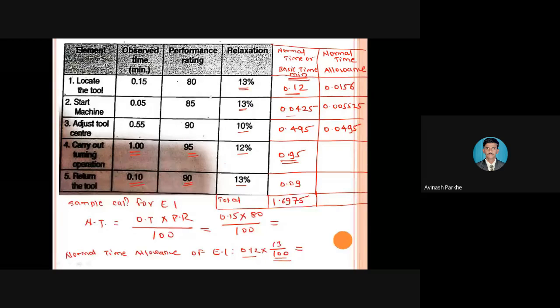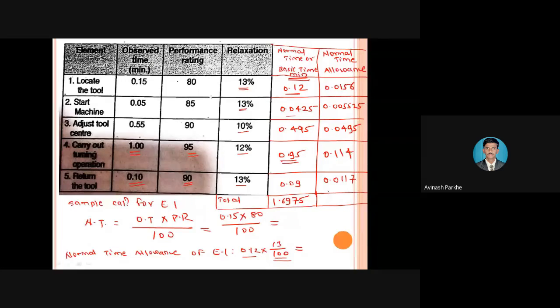For the fourth element, 0.114, and last for the fifth element. For the fifth element, 0.0117. Let us check: 0.09 into 13, 0.0117.